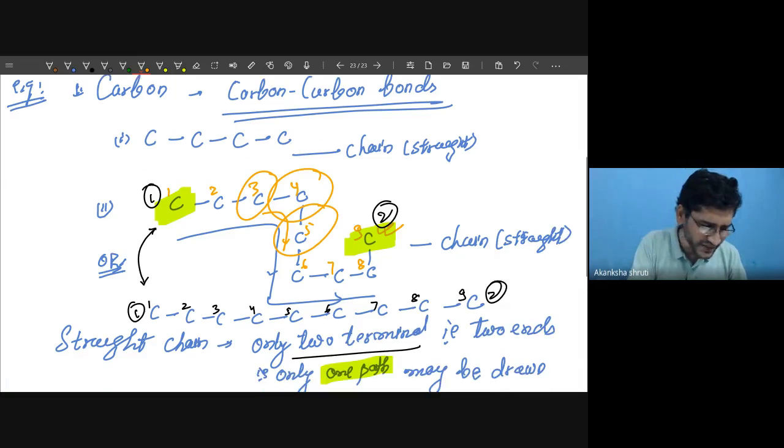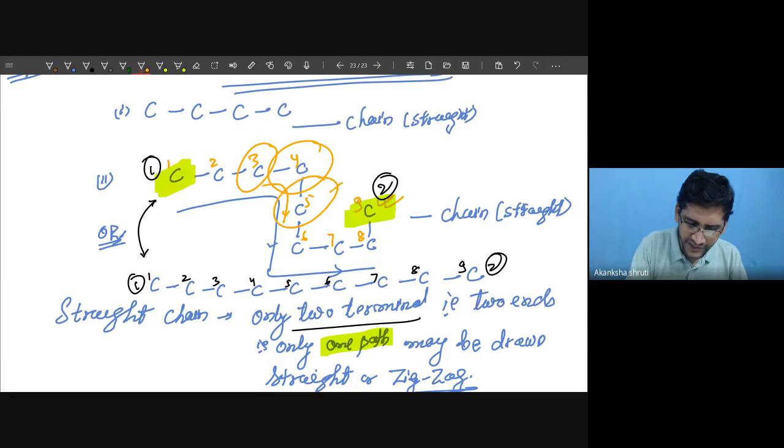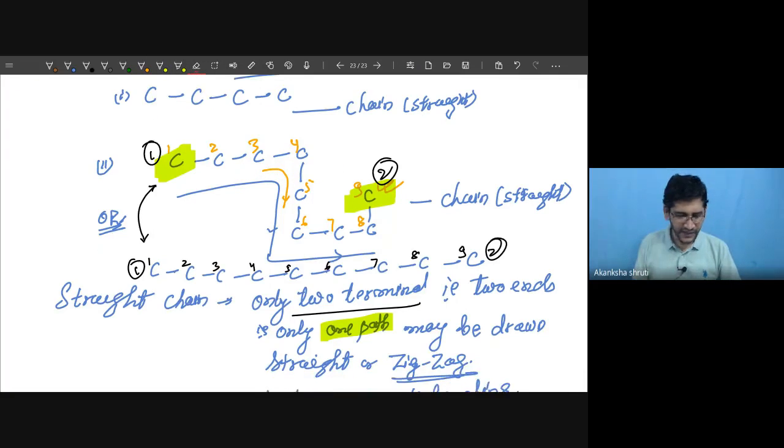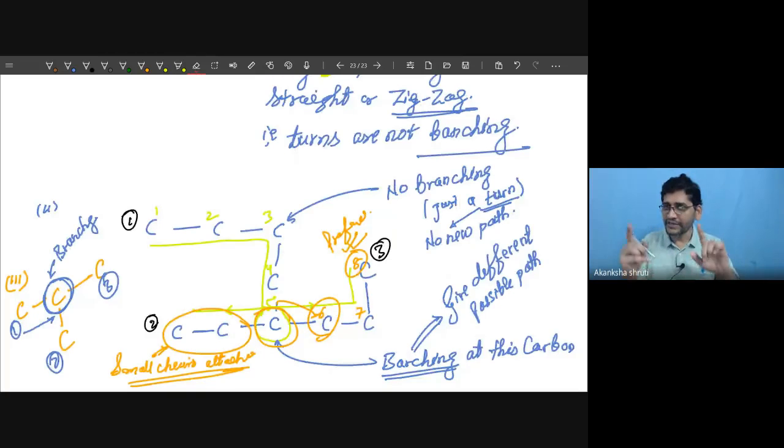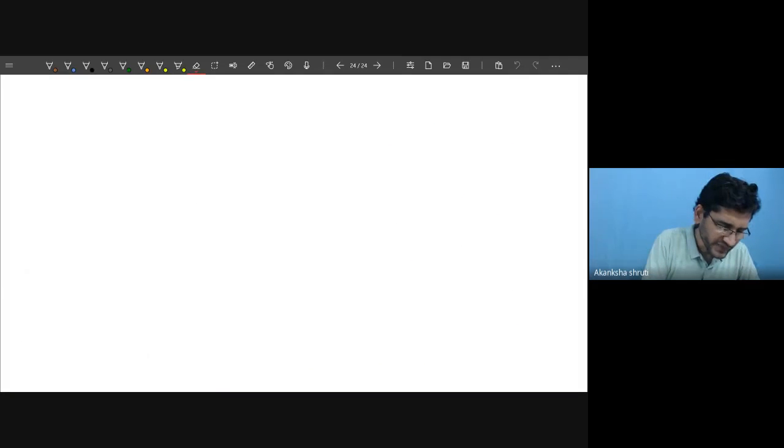Is it okay, student? So I'm going to write everything. So branching simply means you have to observe carefully that one carbon is attached with more than 2 carbon, then only branching will be there. Okay, so right, the branching.